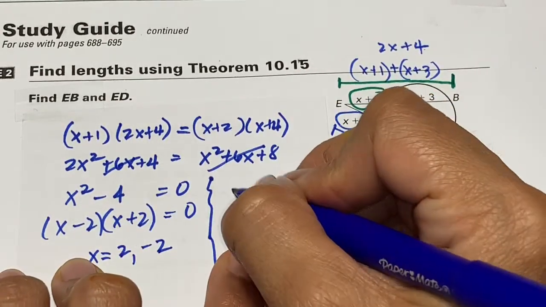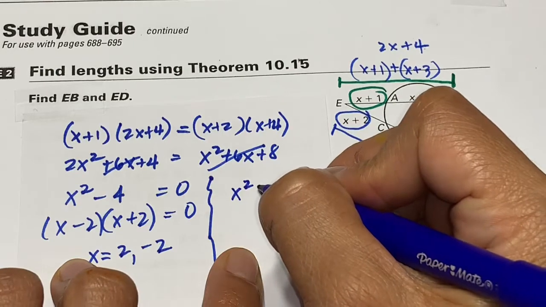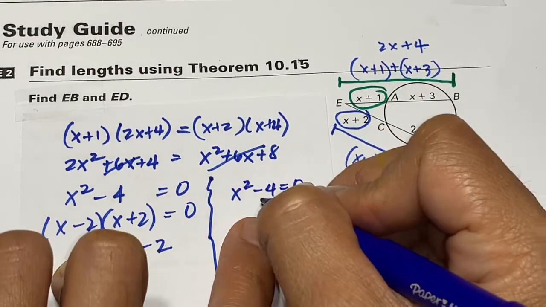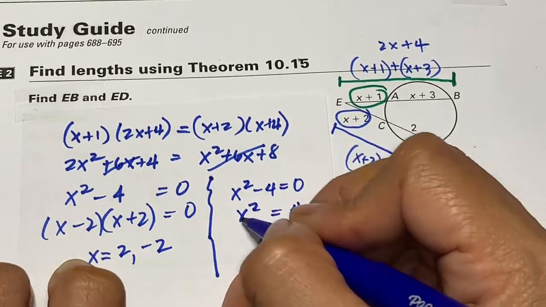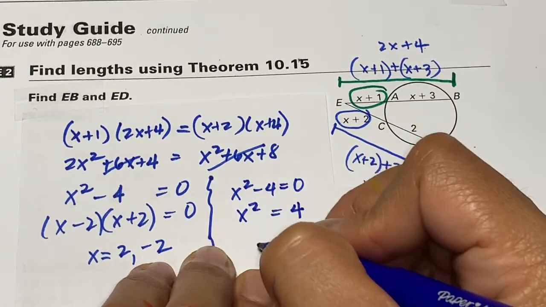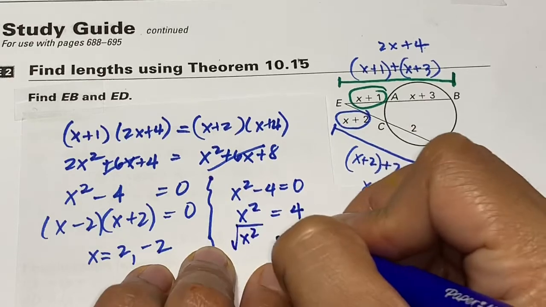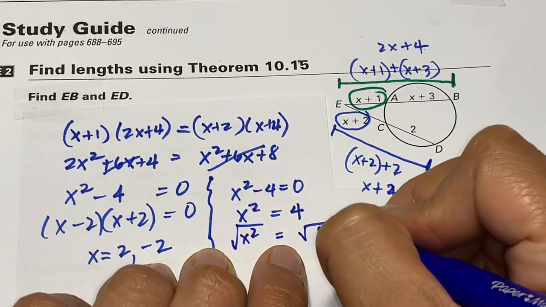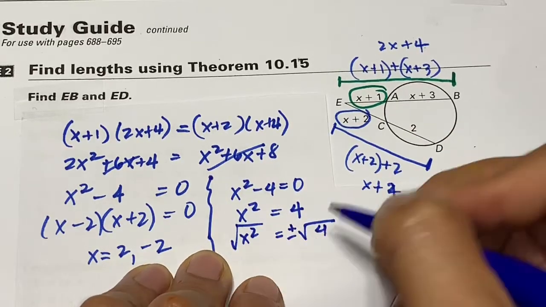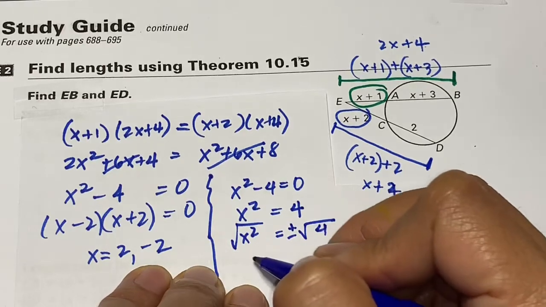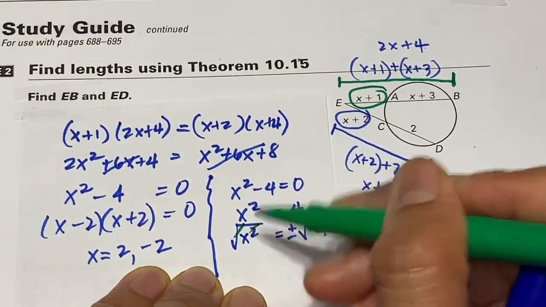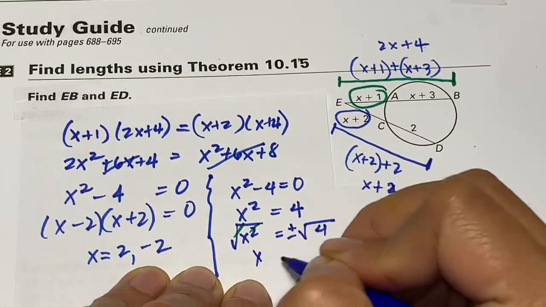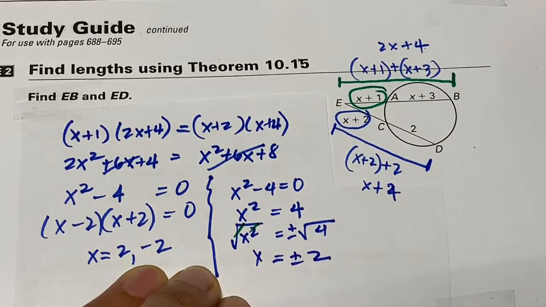In this case, you can also just solve for x. x squared minus 4 equals 0, so you add 4. And then the opposite of squared is square root, so square root both sides. If you square root, don't forget it's plus or minus. So square and square root cancel, and you're left with x equals plus or minus 2.